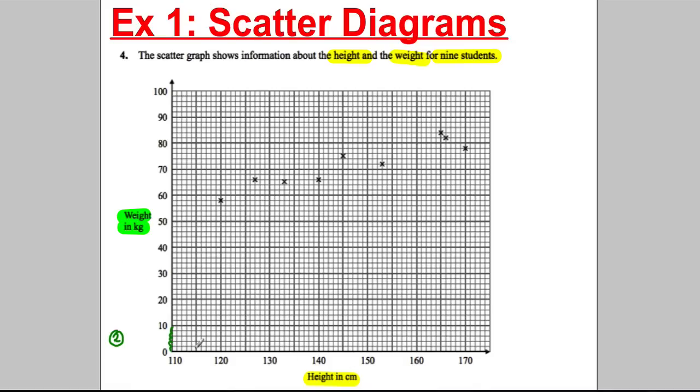Now, what about going along this way? What's each one worth? Well, there are 10 squares here, and there is a difference of 10 between 110 and 120. So each one's worth 1 along here. So just take a moment to do that before you even look at the question.